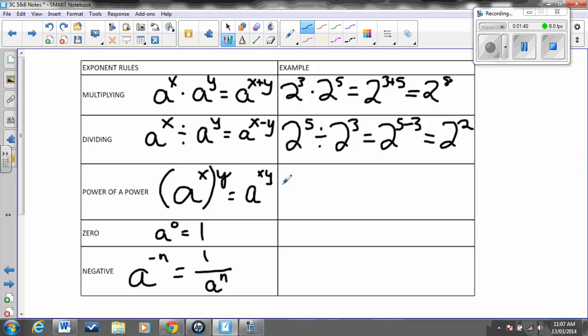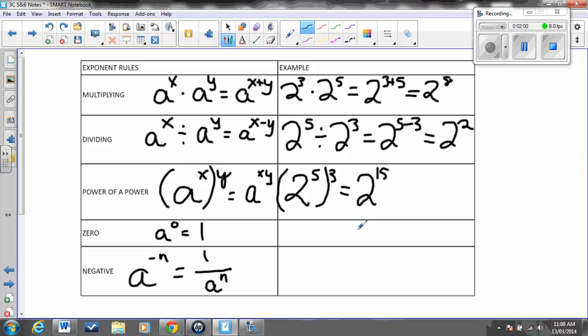Power of a power deals with a power that's raised to an exponent. In this situation, you have to multiply the exponents together. So an example would be 2 to the 5, all raised to the exponent 3. If I multiply the exponents, I would get 2 to the 15, which I could then evaluate on my calculator.